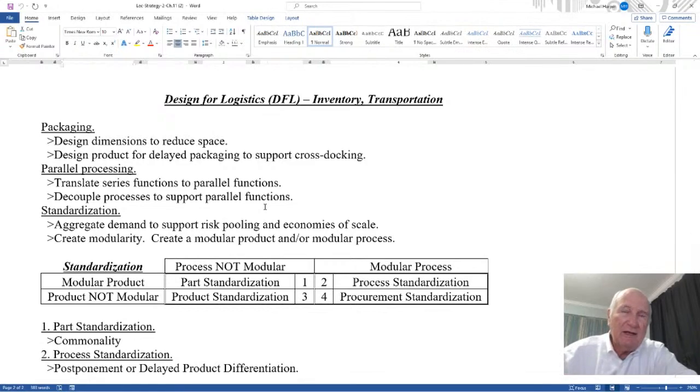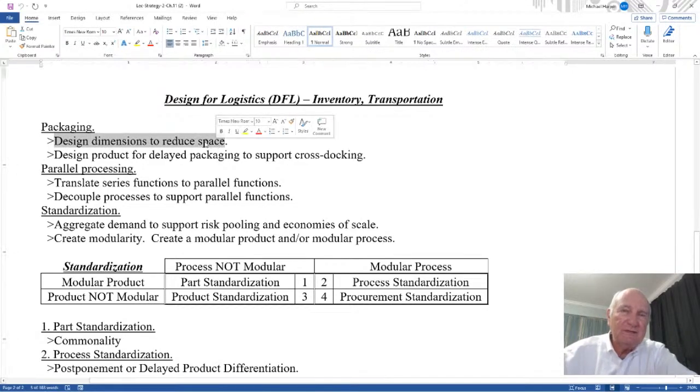Well, first of all, the packaging. You design your dimensions to reduce space. Instead of having circular, you can have squares. That way you can pack more into a specific space. And design your product for delayed packaging to support cross-docking.